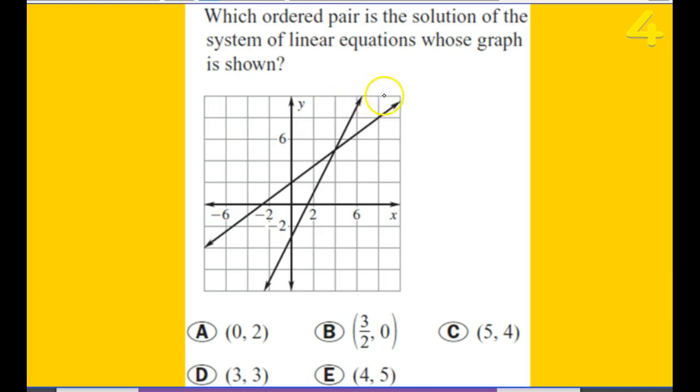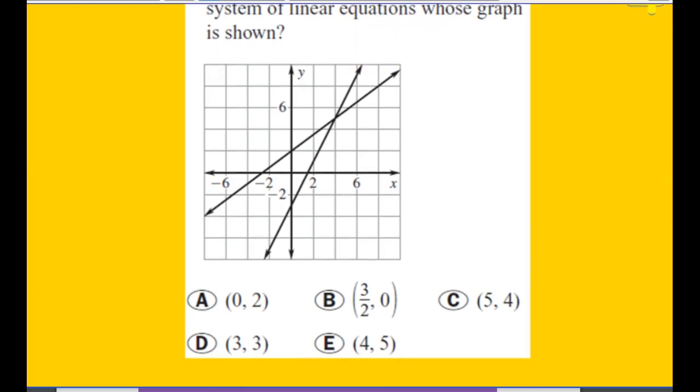Last problem, it says, which ordered pair is the solution of the system of linear equations whose graph is shown? Well, what we need to do, this is what we did yesterday. We need to look for the point where these two cross. Well, it crosses right here. Now if we look, our axes are going up by 2. So we're looking for x and y. X always comes first, so we're going on our x-axis 2, 4. We know our x is 4.